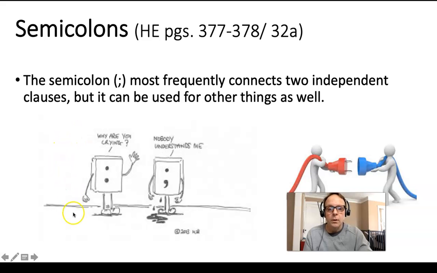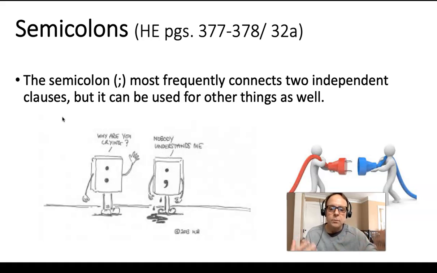So I want to go through real quickly. The semicolon most frequently connects two independent clauses. And if you remember when we talked about sentence structure, independent clauses are basically complete sentences. So I went to the store, I bought some turkey, whatever, turkey and bread or something.